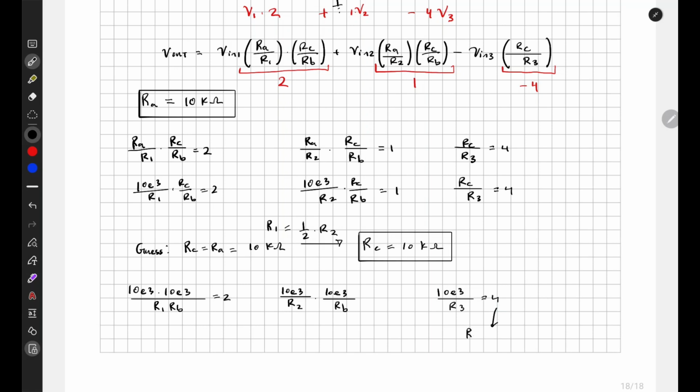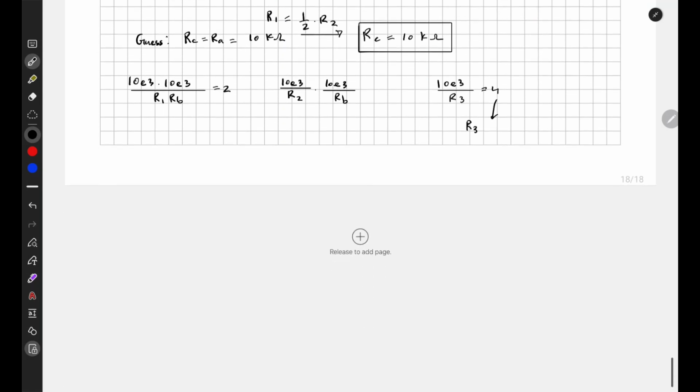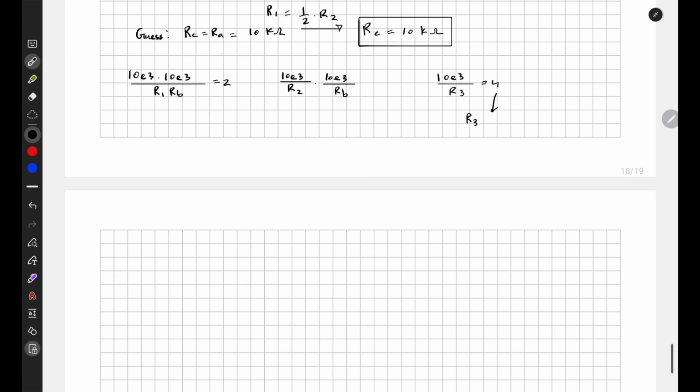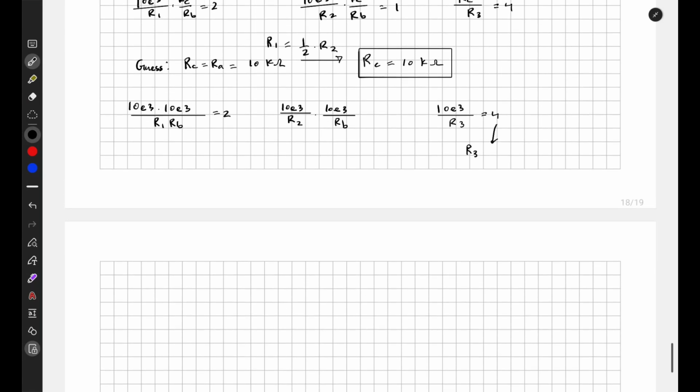So we know R3 is equal to, so we just divide 10E3 divided by 4. So 10 kilo ohms divided by 4. So okay, we just solve for it. R3 times 4 is equal to, like here, and then it's just 2.5 kiloohms.